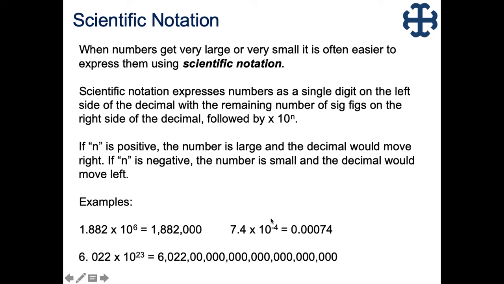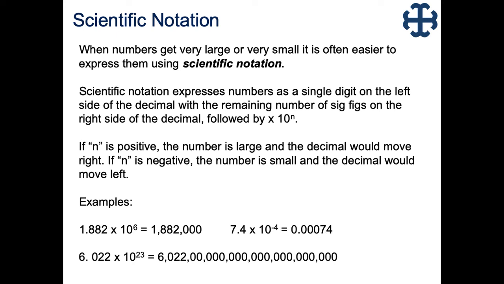7.4 times 10 to the negative fourth. Again, our number is not negative, it's just small. So it would be 0.00074. And one way I kind of keep track of how to move decimals is if this is to the negative fourth, we could just say 1, 2, 3, 4 places over, and we get our 7.4 again.